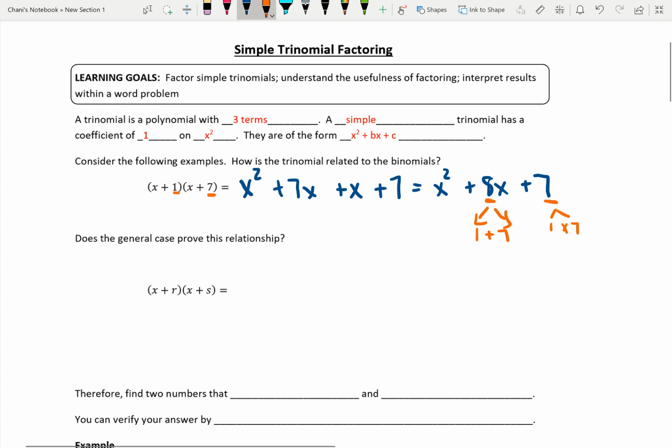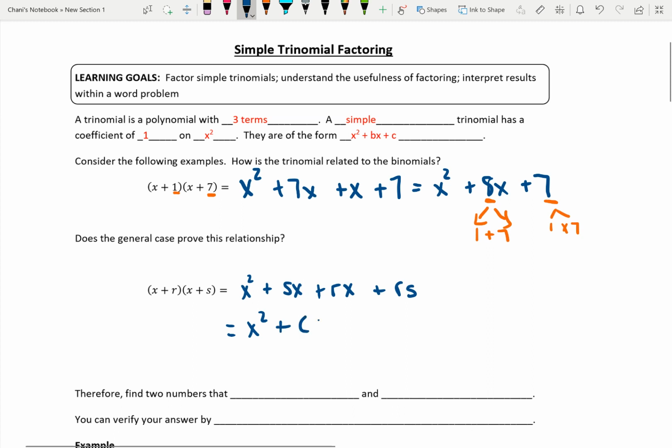Let's see if this relationship holds true when we just let our numbers be r and s. So when we FOIL this, you get x squared plus sx plus rx plus rs. Remember that s and r are numbers and x is our variable. So if we were to collect like terms, think about it. When you collect like terms, you add the coefficients to get your new coefficient. So you add 7 plus 1 to get 8.